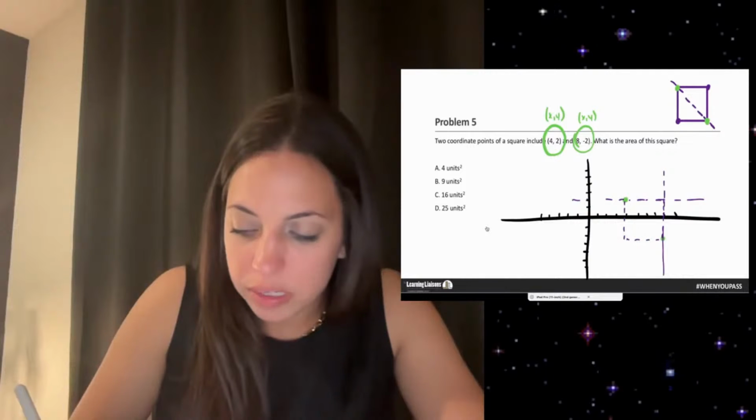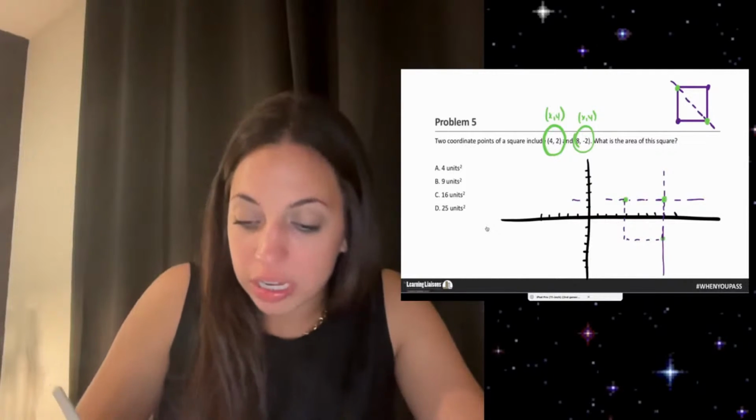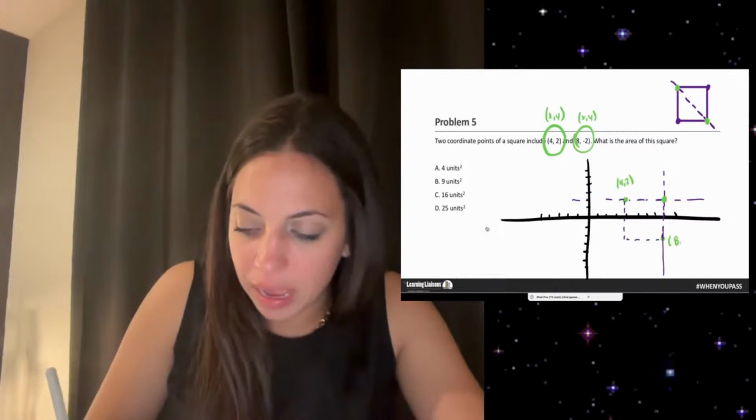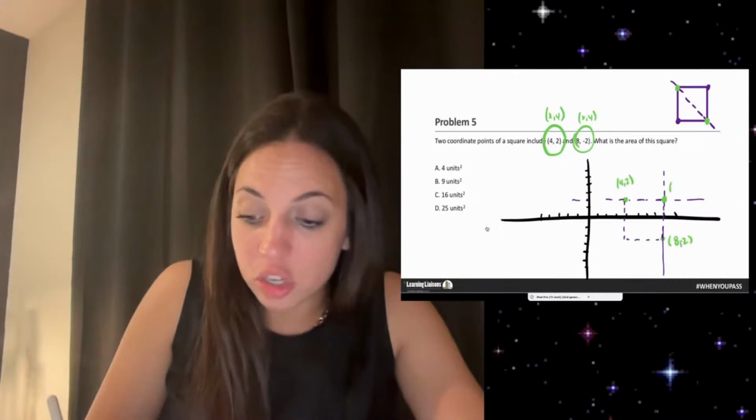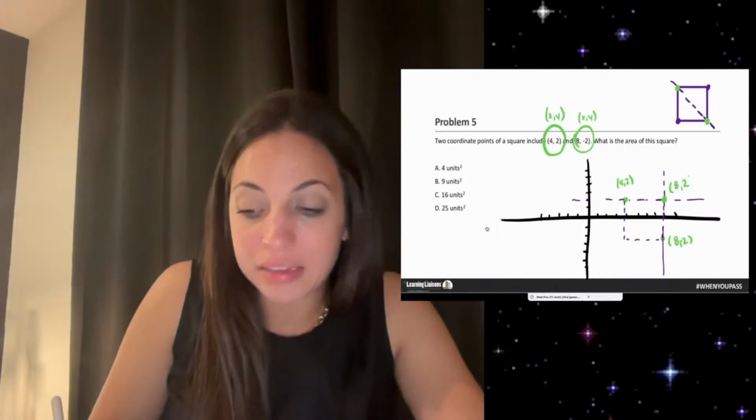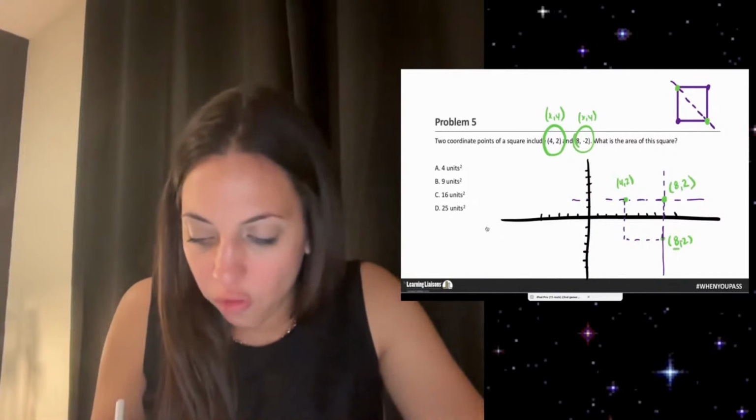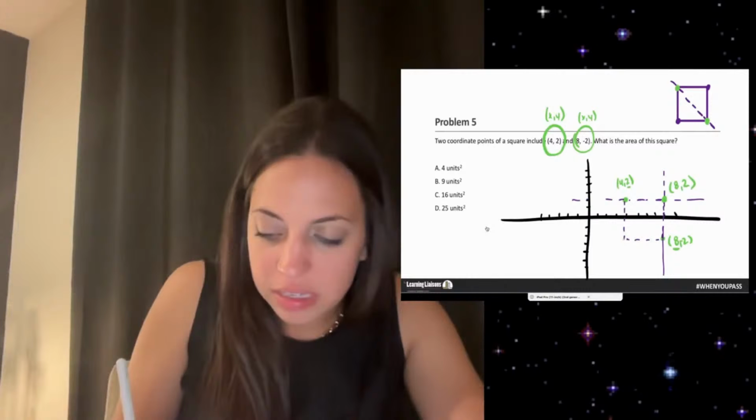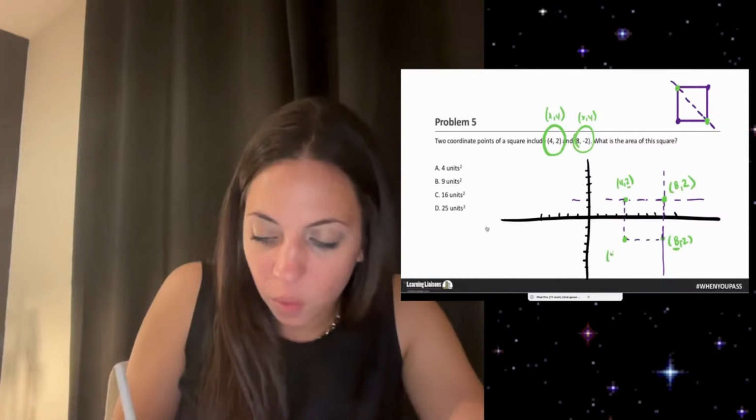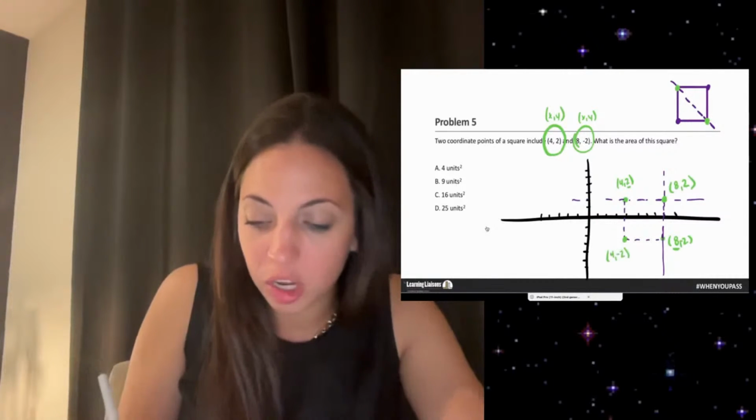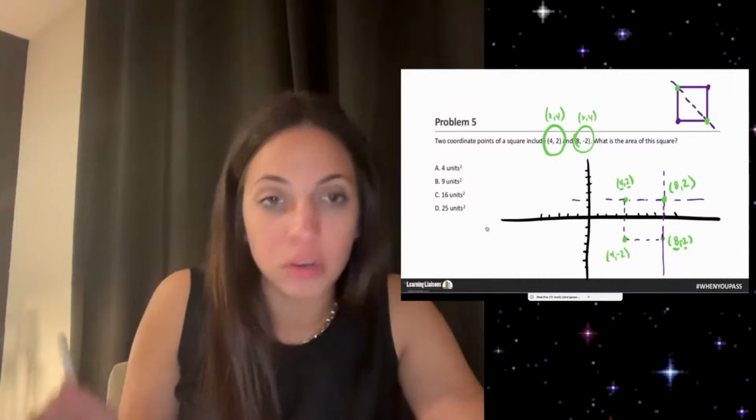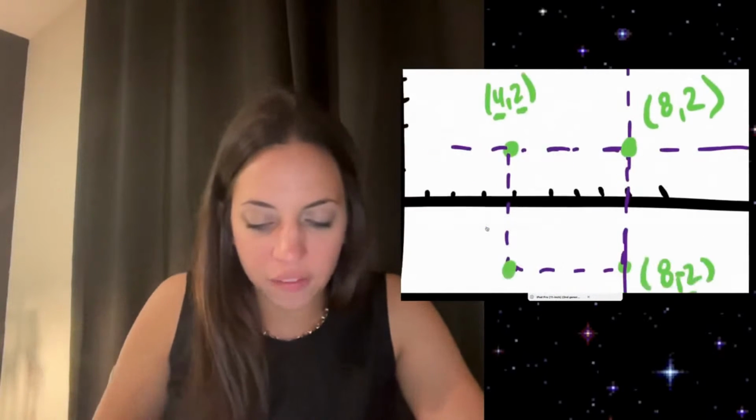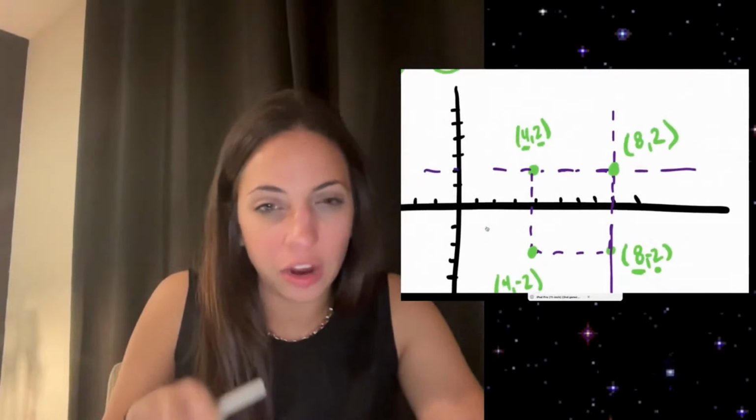So it is going to be right here, which is, if this is 4 comma 2, and this is 8 comma negative 2, then this is going to be 8 comma positive 2, because I'm going to go over 8 and I'm going to go up 2, which means that this dot down here is going to be 4 comma negative 2, because I'm going to go over 4 and I'm going to go down negative 2. Does that make sense?